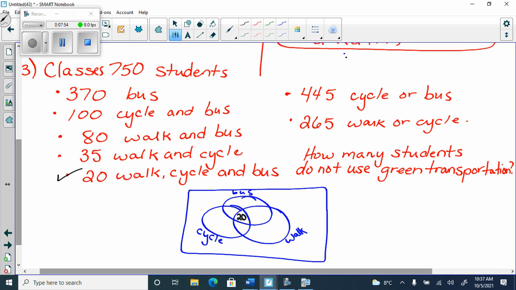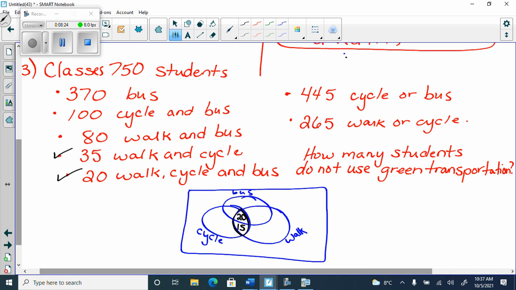The next place I have to go to is the eyeballs, which are the ands. So if I go here, 35 walk and cycle. So in the walk and cycle eyeball, I need to have 35 people. How many are already walking and cycling? 20. So how many are just walking and cycling only? 15. We have to make sure that we subtract, right? The only time we do not subtract is if it says only.